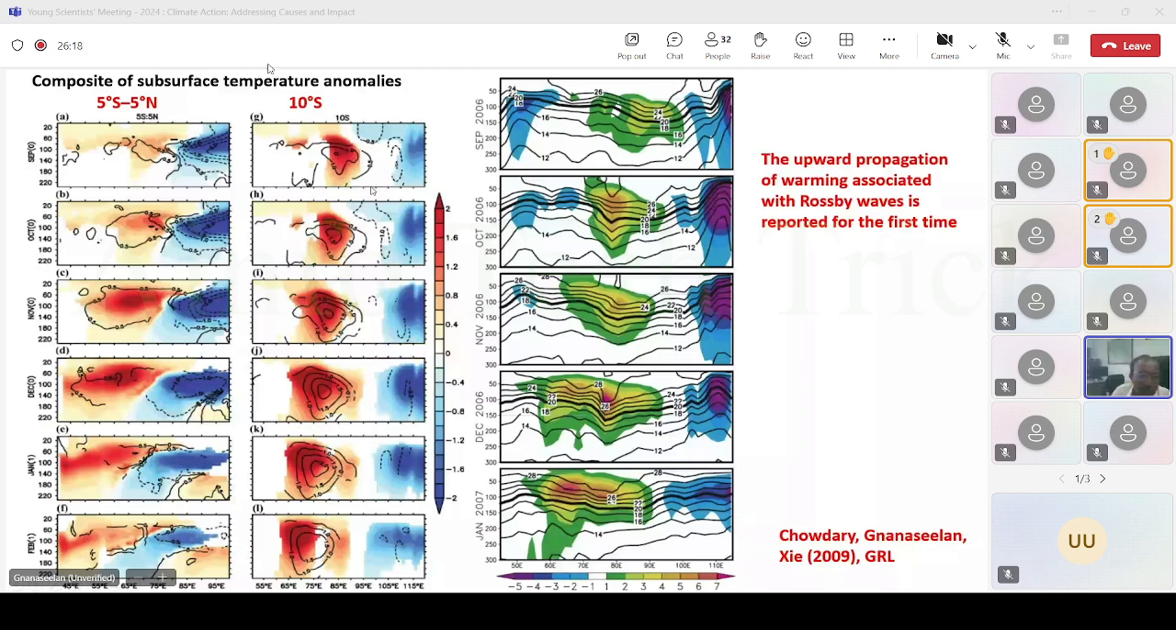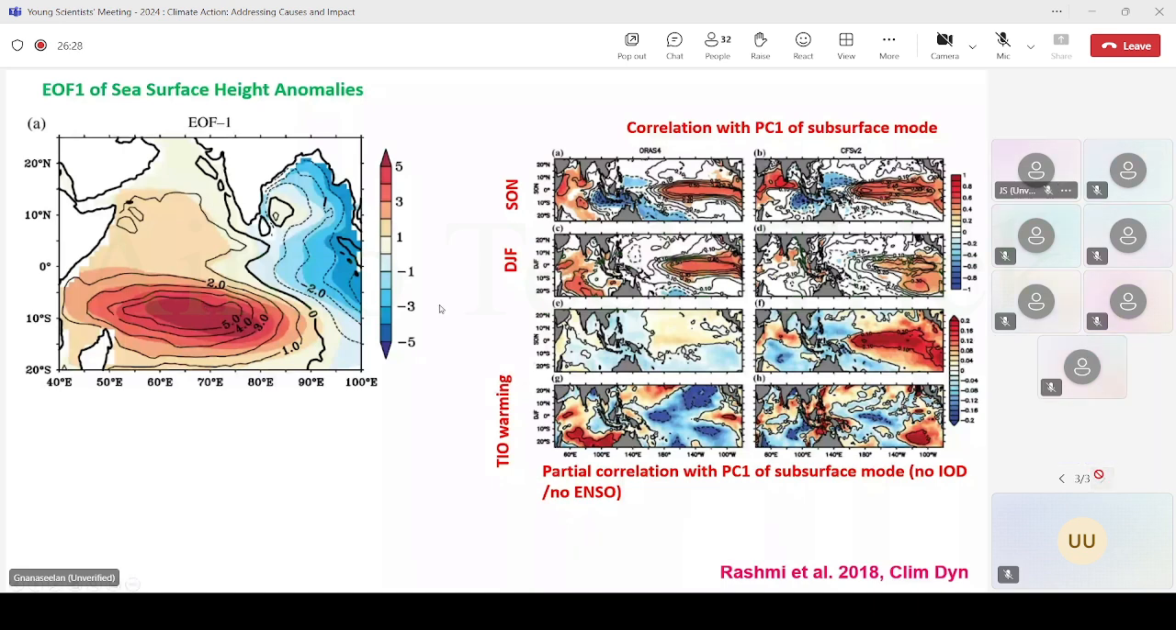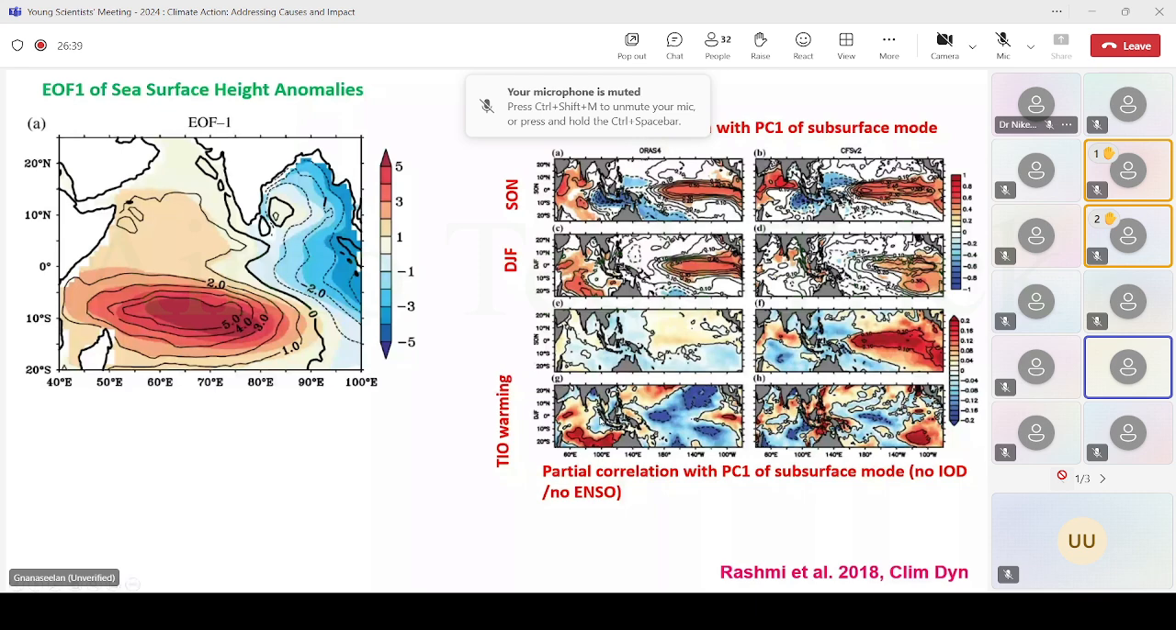And this also, the similar strong north-south pattern is also seen in the sea surface height, the EOF pattern. So another important thing: if you recall, the basin-wide warming is explained mostly by the ENSO forcing, because we could see that in the Niño 3.4 correlation.